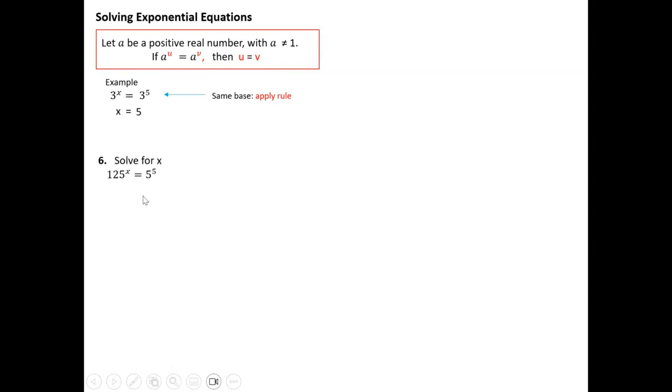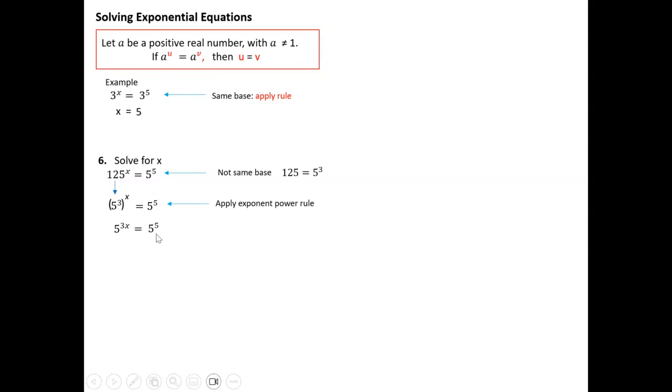Now let's solve number 6. Solve for x. We have 125 to the power of x equals 5 to the 5th power. So these are not the same bases, right? So we cannot apply the rule. So let's do this. 125 is equal to 5 cubed, right? Because we try to see if 5 is the lowest base for both of them. So I'm going to substitute 5 cubed for 125. Then we're going to apply the exponent power rule. When we have a power to a power, we multiply the powers.